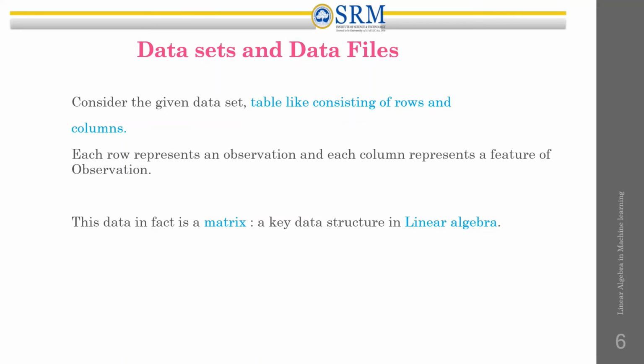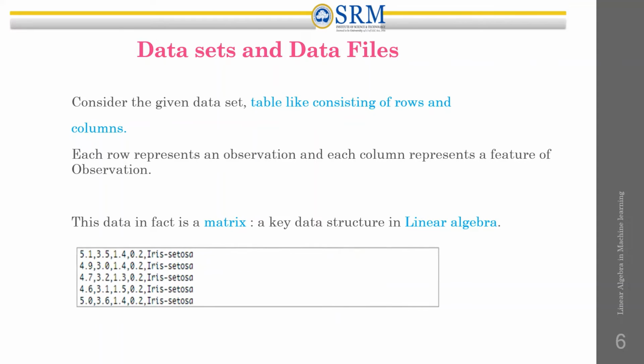Fine, let's start the session with datasets and data files. In machine learning, you fit a model on a dataset. This is a table-like set of numbers where each row represents an observation and each column represents a feature of an observation. For example, let's consider this table-like structure. This is the dataset representing the features of the iris flowers dataset. So this data is in fact a matrix, which is a key data structure in linear algebra.